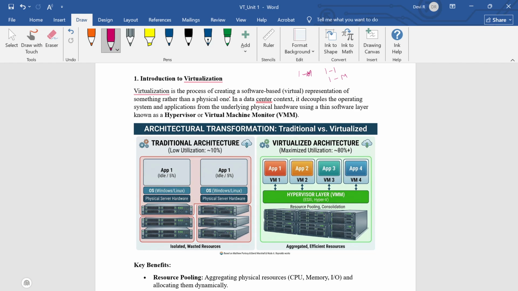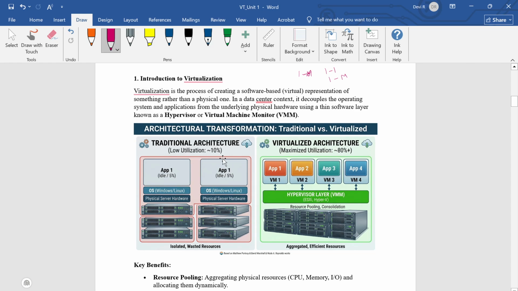It is the process of creating a software-based representation of something rather than the physical one. In a data center context, it decouples the operating system and application from the underlying physical hardware using a thin software layer which is known as a hypervisor or virtual machine monitor.